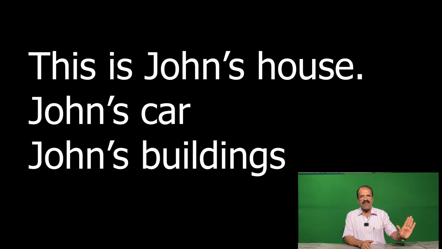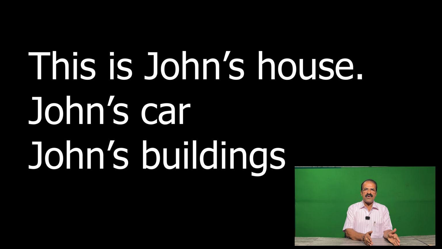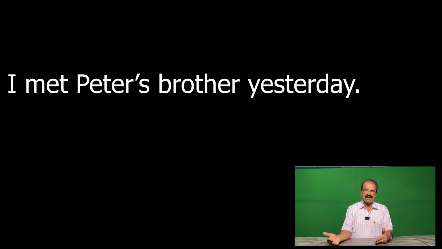This is John's house. John is a singular proper noun. To indicate the possession that he has, I can use apostrophe S. John's car. These buildings belong to Mr. John, so these are John's buildings. Yesterday I met Peter's brother. Here Peter's brother, apostrophe S, is used to indicate his possession. He has a brother, so I'm saying I met Peter's brother yesterday.